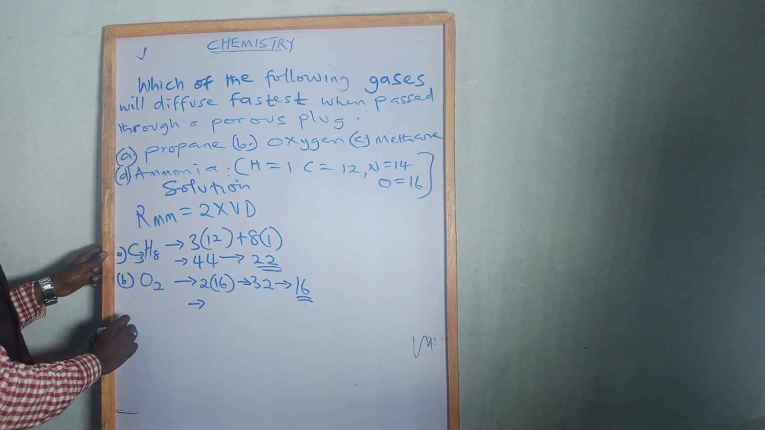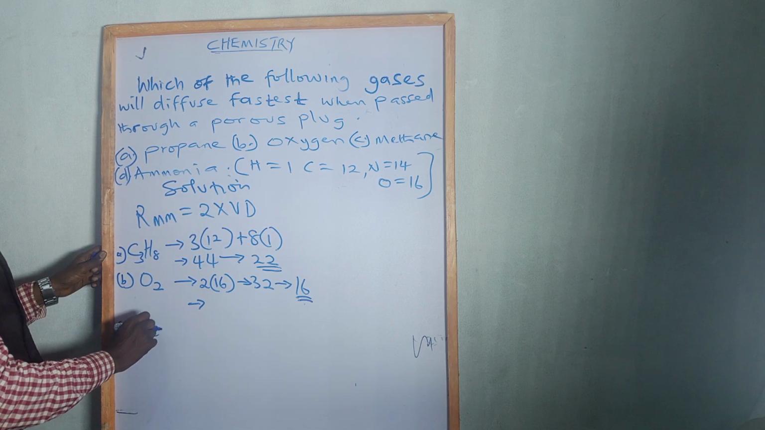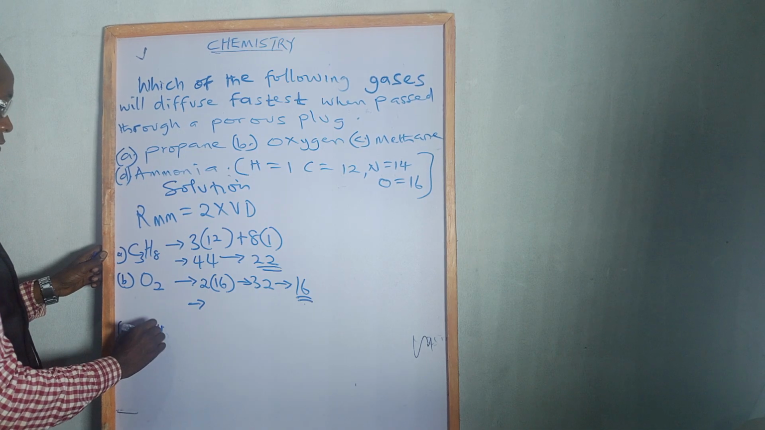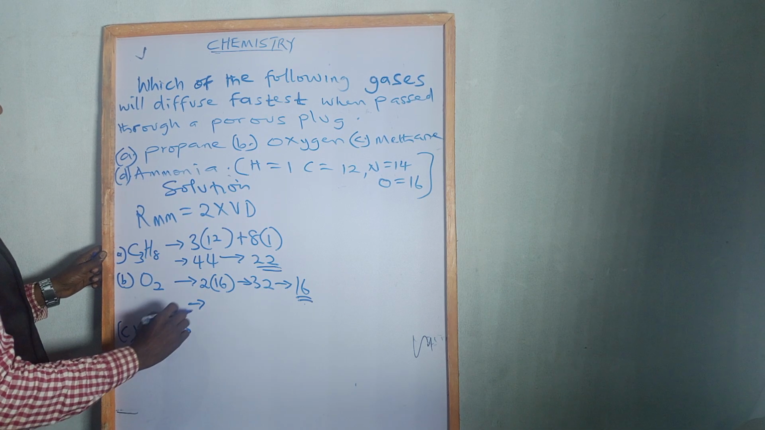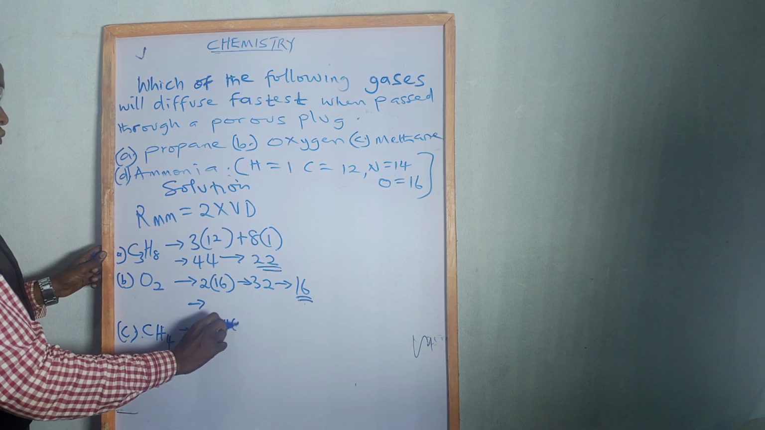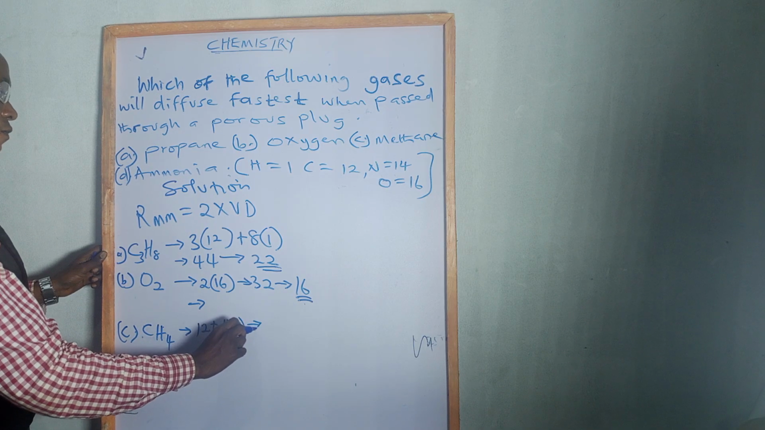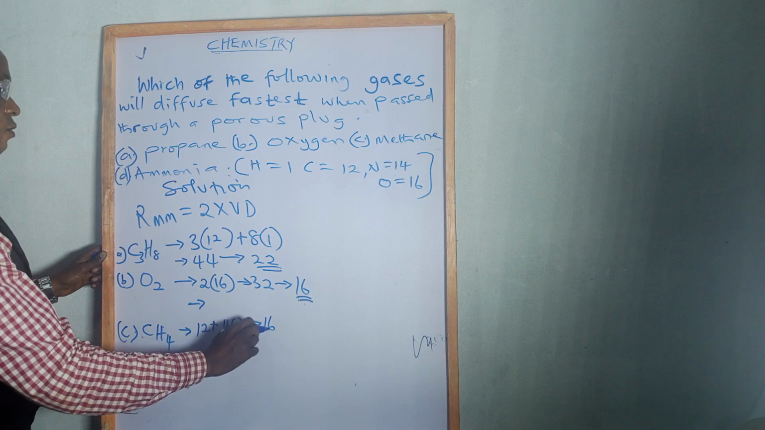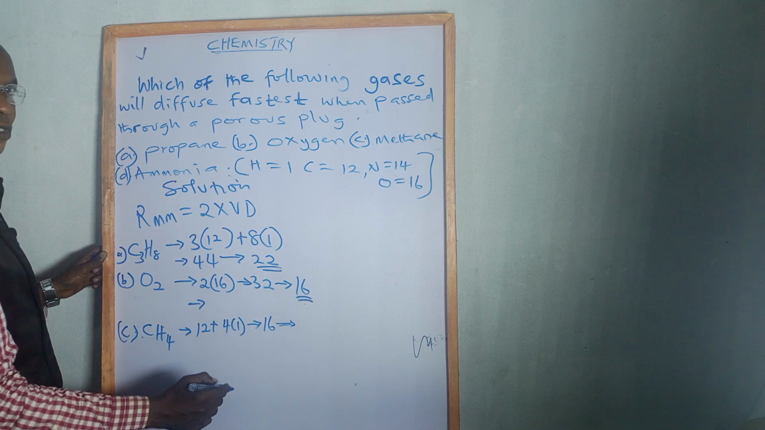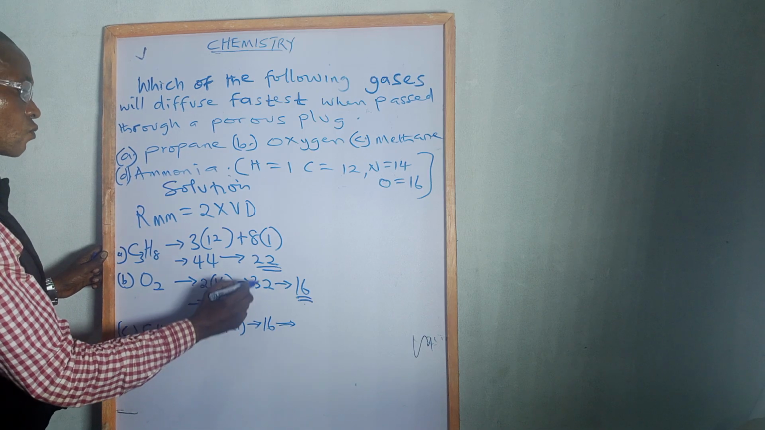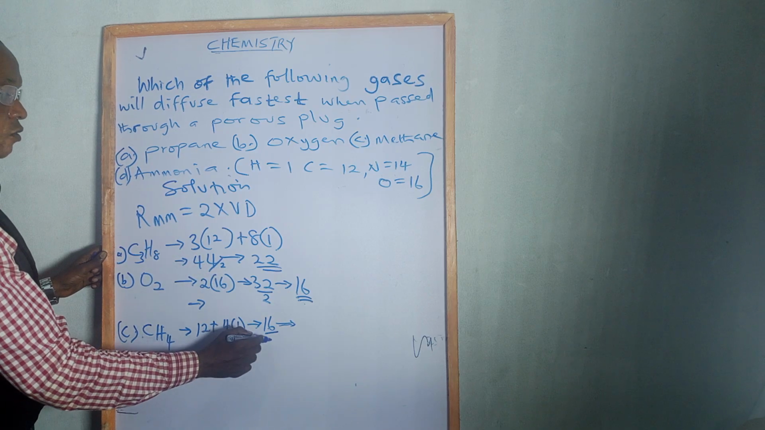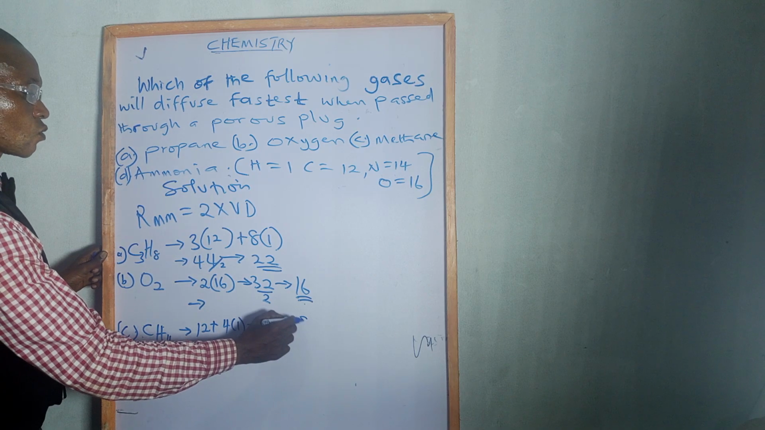Then for C, we have methane, that is CH4. For CH4, you have your carbon to be 12 plus 4 into 1. When you do this very well, you are going to have 16. And then when you calculate your vapor density, you divide 16 by 2. So this by 2, this by 2, this also by 2. Then this will give you 8.